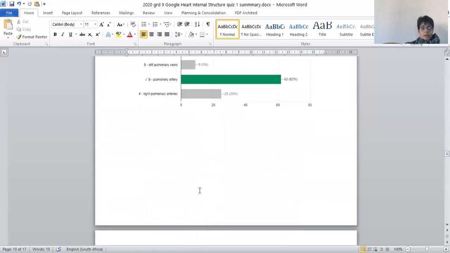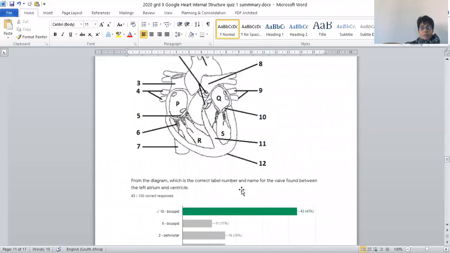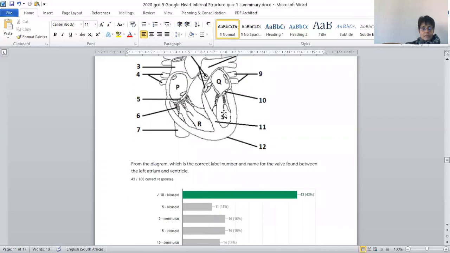All right, so a lot of you got the correct answer, but please, the rest of you go and look why. Okay, next one. Which is the correct label, number, and name for the valve found between the left atrium and ventricle? Left atrium, left ventricle. That valve on the left, bicuspid or mitral valve.